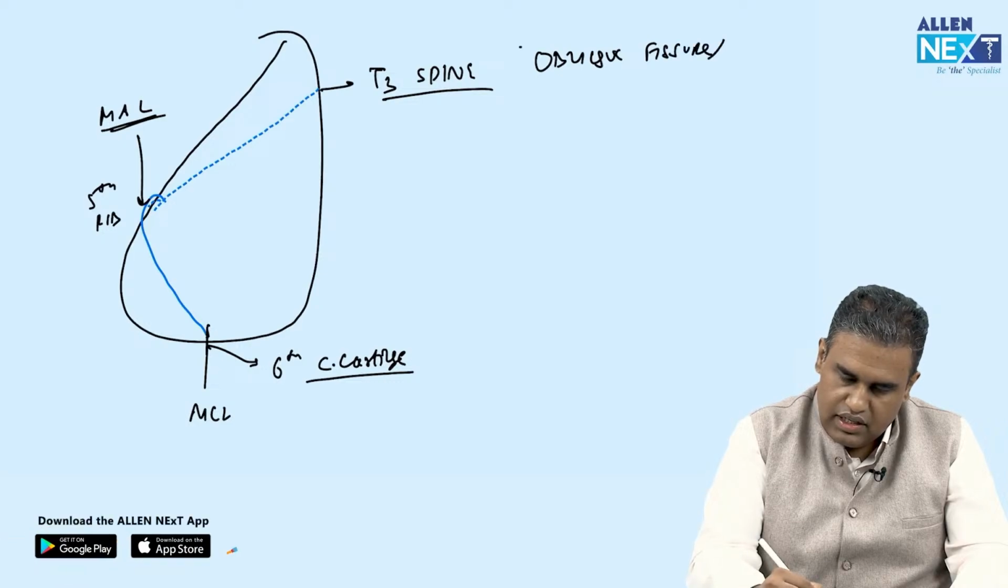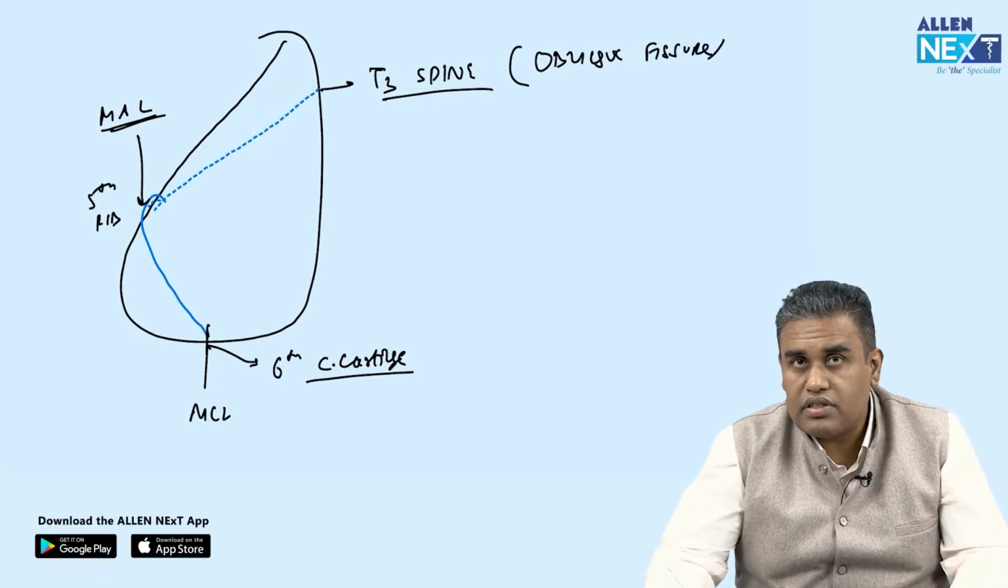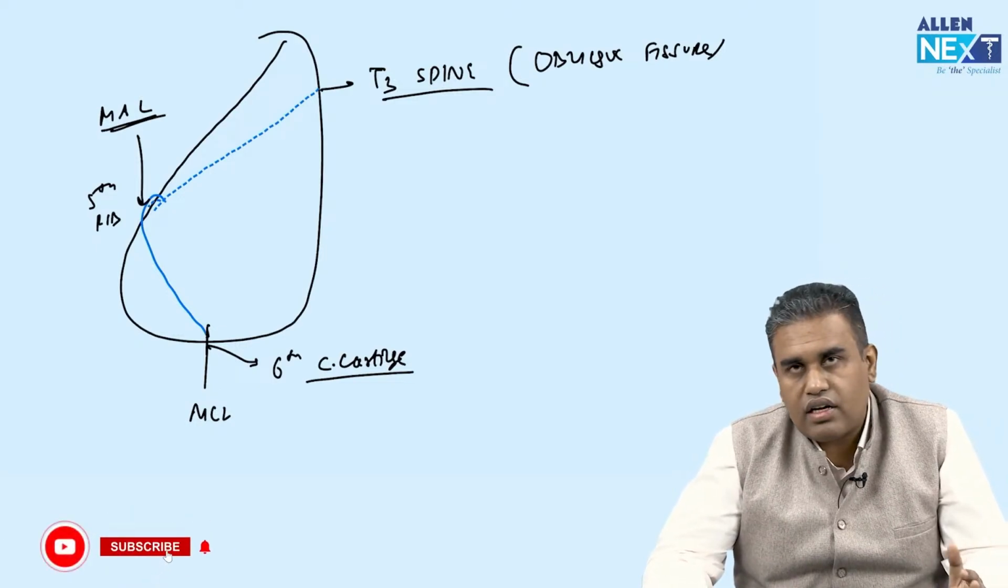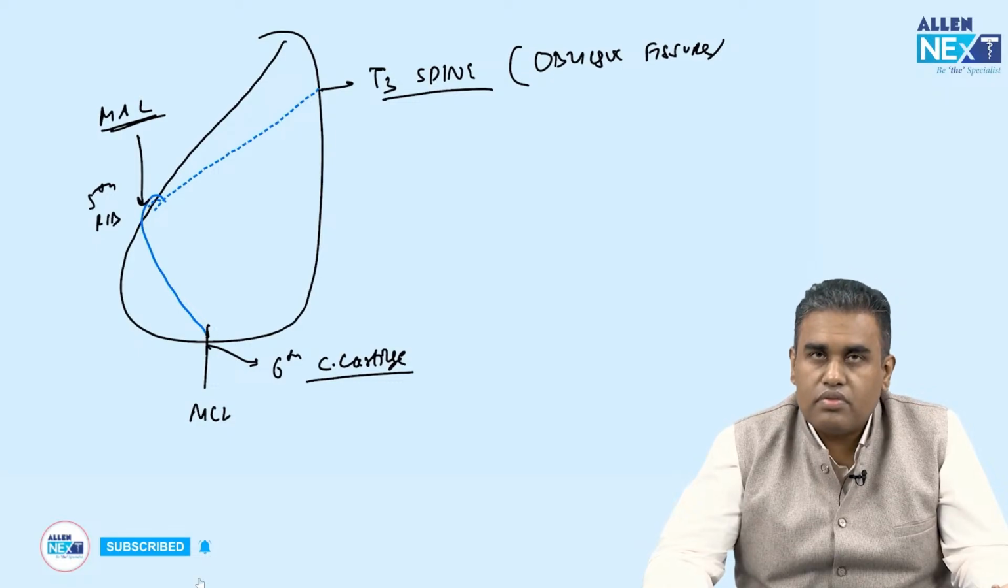But here the question was different. Yes, we are coming to it. We are coming to the horizontal fissure. Horizontal fissure is present only on the right side, because the right lung has 3 lobes. The left lung has only an oblique fissure, because that has only 2 lobes.